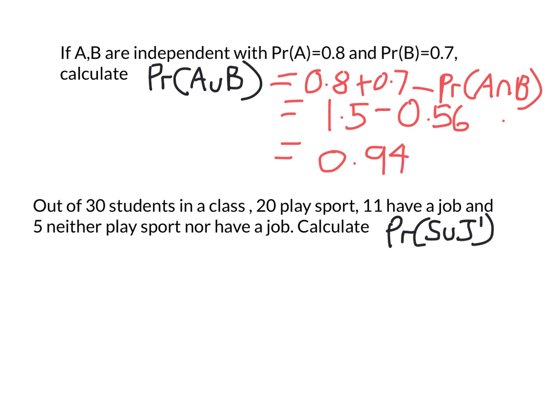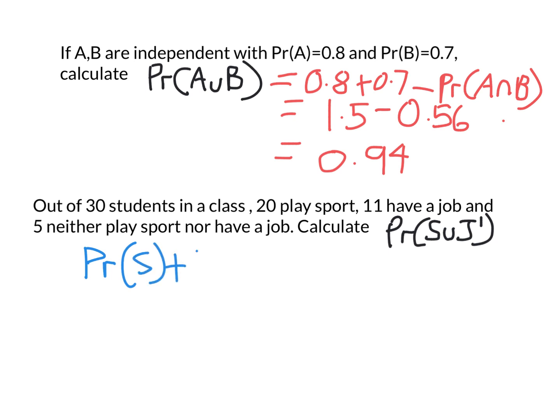Now you can use a two-way table or Venn diagram for this question because there are two sets. Set of people who play sports, set who have a job. There's nothing wrong with that. But I showed Venn diagrams and two-way tables in a previous video. So in this one, we're going to solve without a two-way table or Venn diagram. We're just going to use the formula.